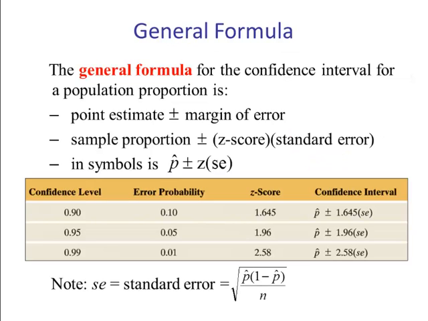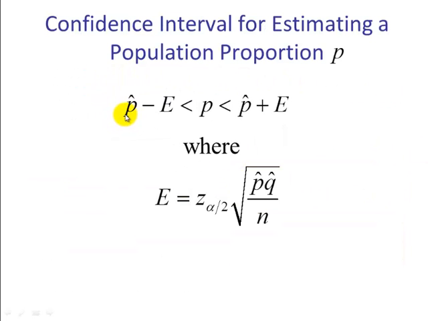So the general form for a confidence interval for a population proportion is point estimate plus or minus margin of error, which is the same thing as our sample proportion plus or minus our critical z-score times the standard error. In symbols, that would be p hat plus or minus z alpha over 2 times our standard error. Another way of writing confidence intervals is by using capital letter E, which represents our margin of error, z alpha over 2 times our standard error. Now if you ever see q, q is the same thing as 1 minus p.